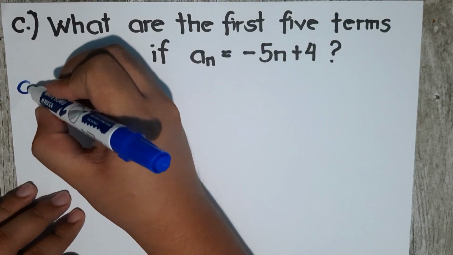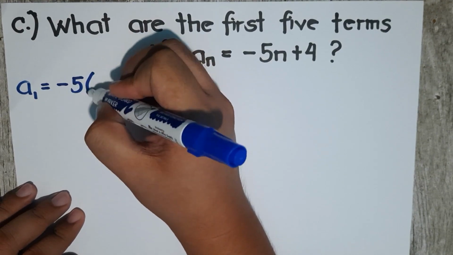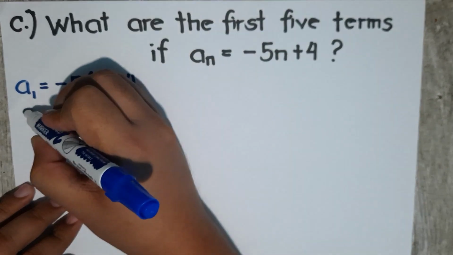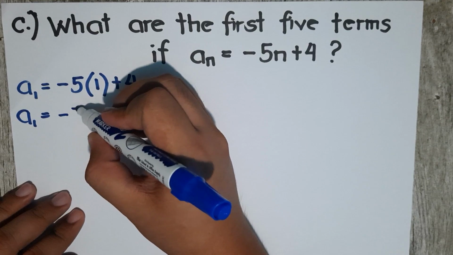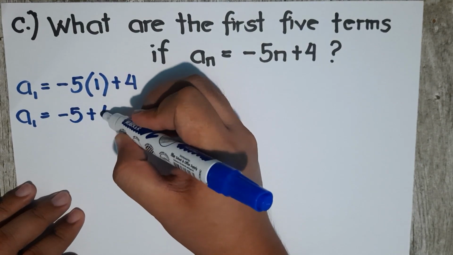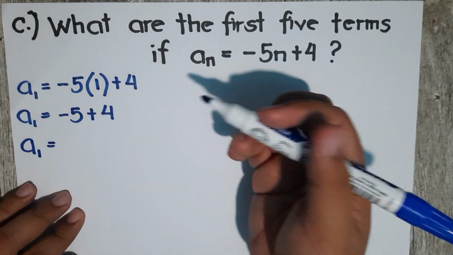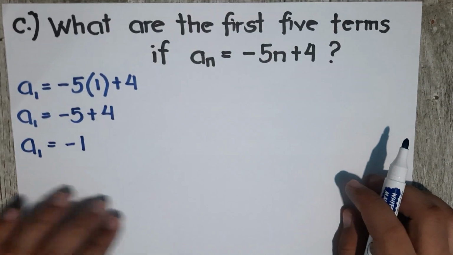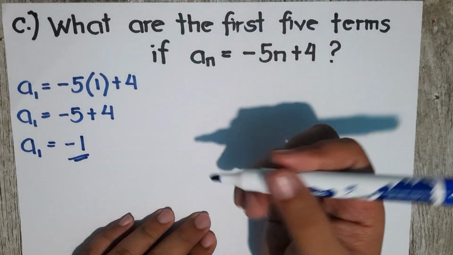First term, so a sub 1 is equal to negative 5 times 1 plus 4. So a sub 1 is equal to negative 5 times 1 will give us negative 5 plus 4. A sub 1 is equal to negative 5 plus 4 will give us negative 1. That's the first term. We'll go to the second term.